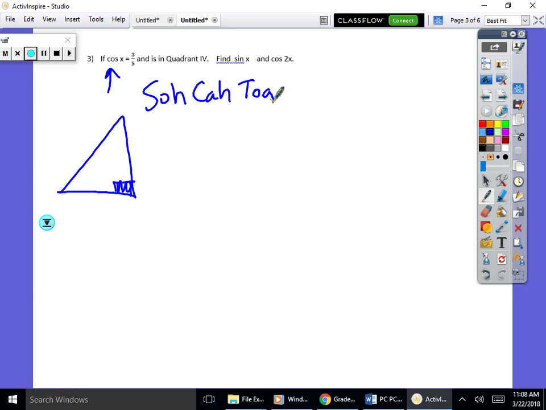SOHCAHTOA. What is it? Adjacent. So we're going to make this x, right? So adjacent is going to be 3. Hypotenuse is going to be 5. Right? How do I find the missing side?